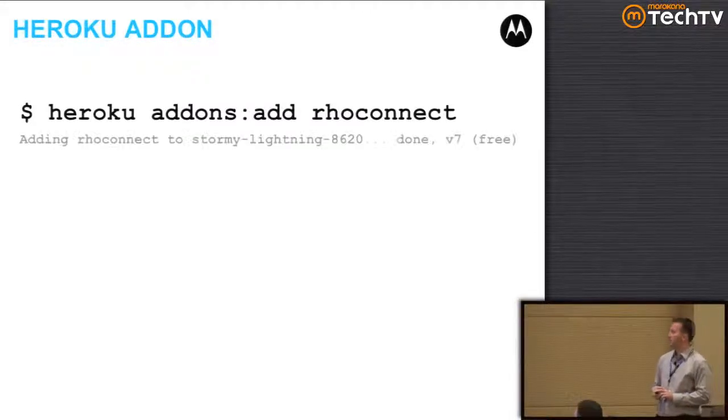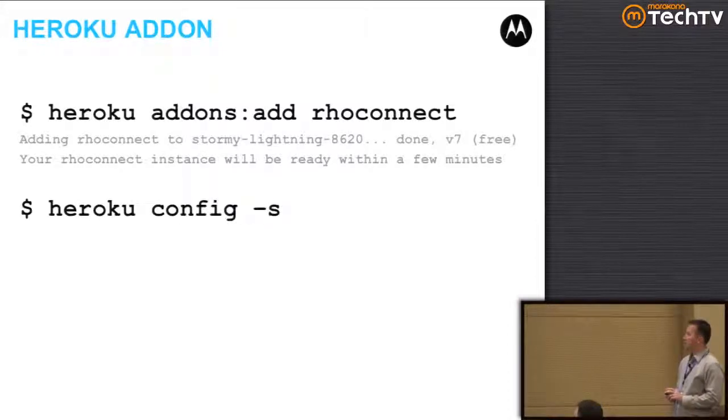So what I'll do here is I'm going to add the Heroku add-on. And you'll see some output like this, where it adds it to my application. And then Heroku has a nice feature where you can view the configuration. So everything that runs in Heroku is done with environment variables.